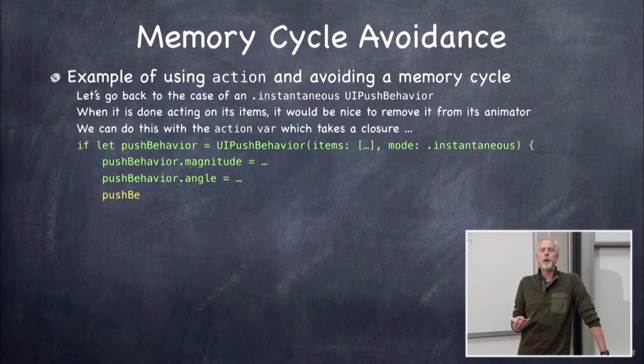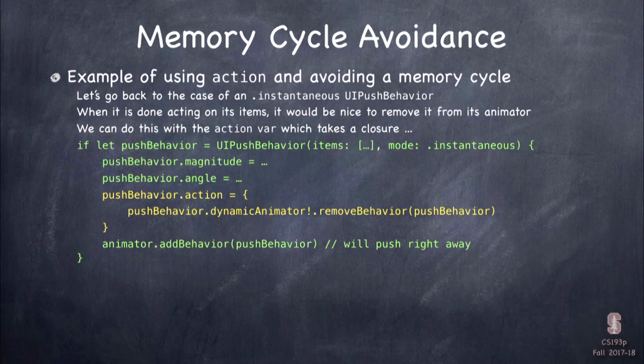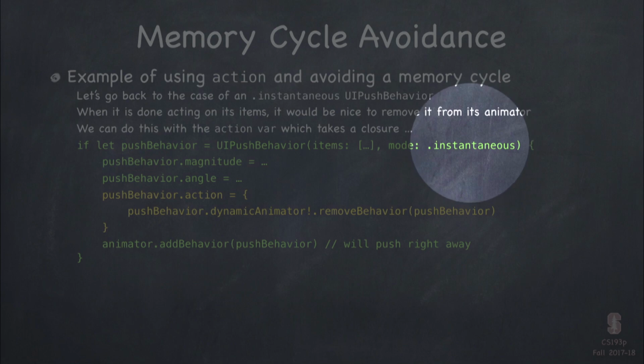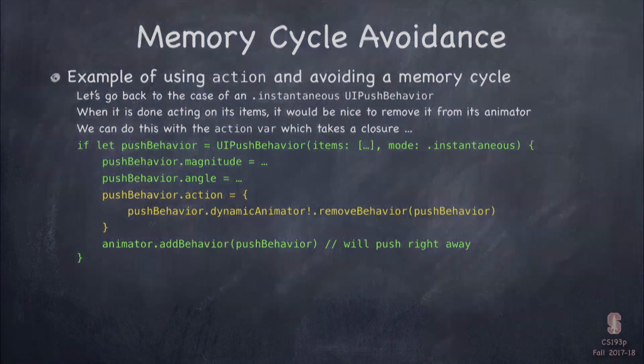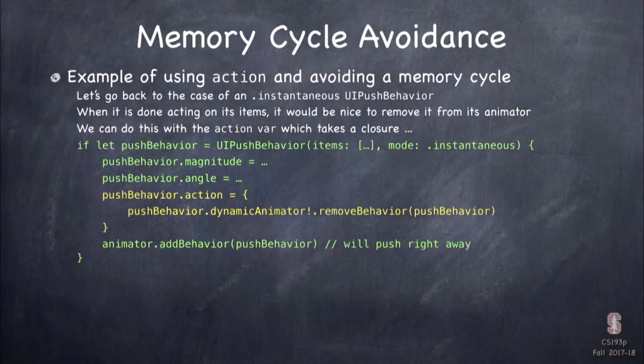So what I really wanted to do is something like this. I've got this push behavior, and I set its magnitude and its angle, but I really want that push behavior to get thrown away as soon as it pushes, because it's instantaneous. It's only going to push once, and then I want it thrown away so it doesn't muck up the heap with a totally useless behavior. I can do that with this action method, the yellow part right here. All behaviors inherit this action closure, and inside the closure I can ask the push behavior's dynamic animator, please remove me. Remove behavior, the push behavior itself.